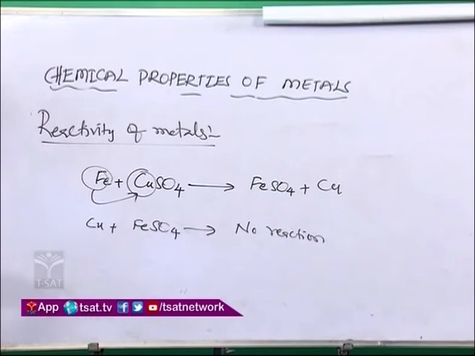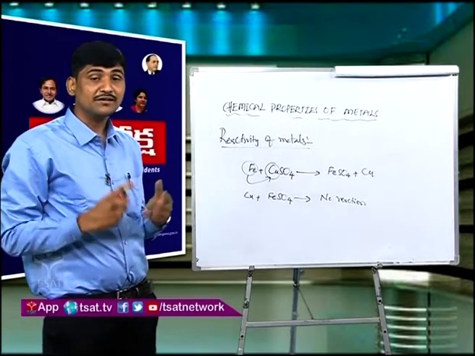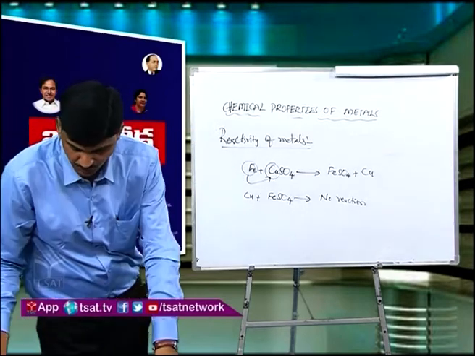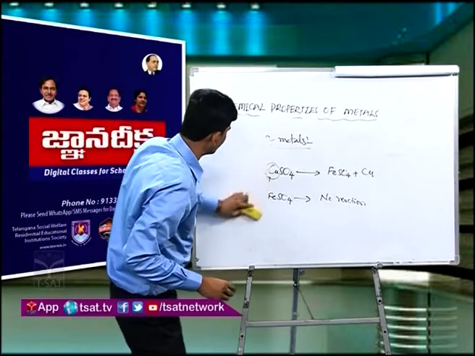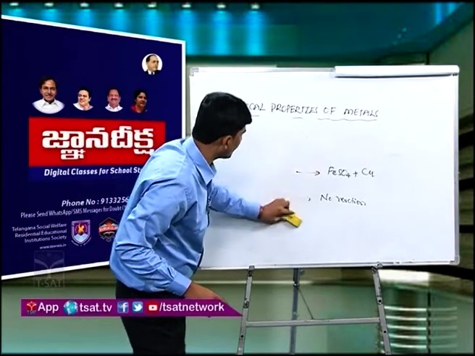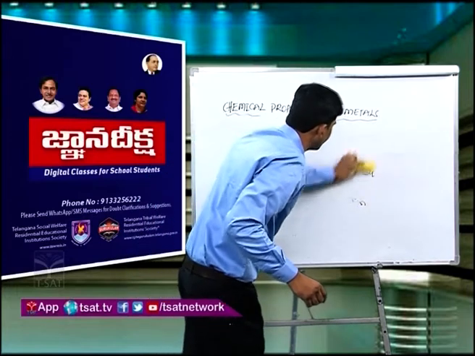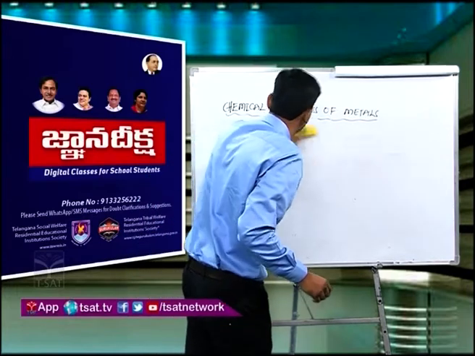So like this, children, why is there no reaction? Because iron is more reactive than copper, so copper cannot displace iron from it. Okay, children, by all these reactions, we can come to the conclusion of the reactivity order of metals. So how is the reactivity order of metals arranged?